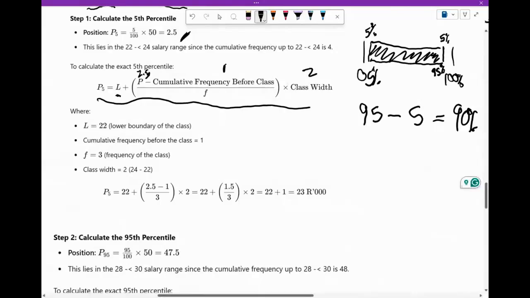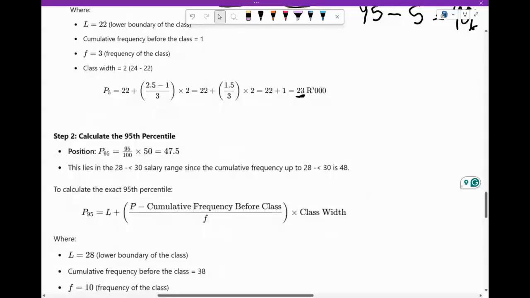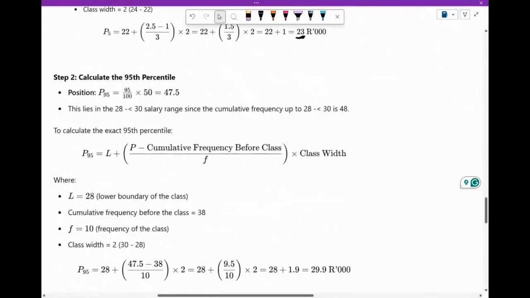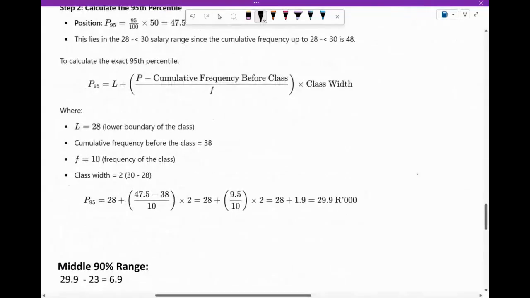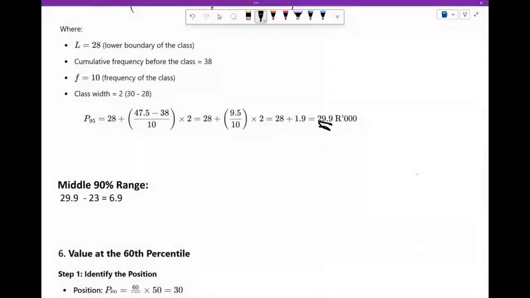Okay, right, you calculate, you're going to get to an answer of 23. You do the exact same thing for the 95th percentile. You get a value of, where is it? Down here, a value of 29. You minus the 2. Can you see? To get the middle 90% range, you minus the 2, which is what I was explaining at the beginning, and you get 6.9. That's your final answer.